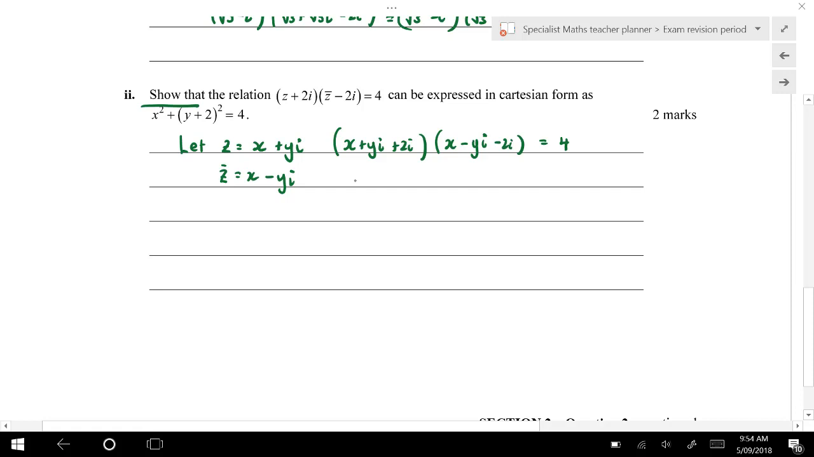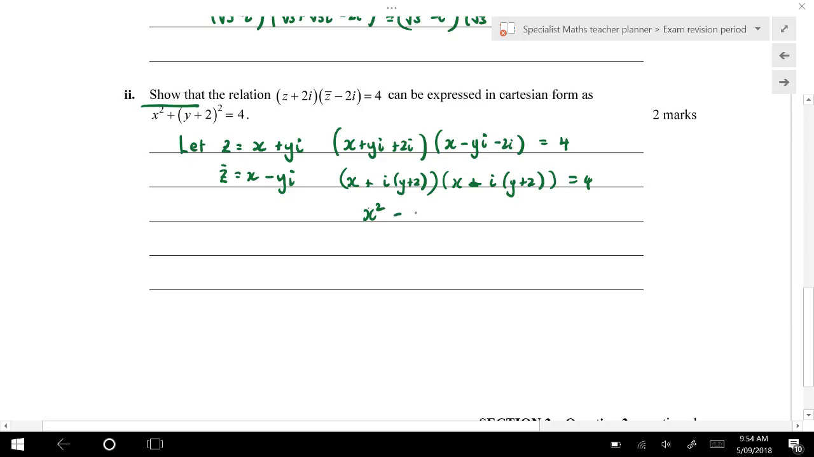So now let's collect our like terms. We've got x plus i, y plus 2. And over here we've got x minus i, y plus 2. Notice there that we've got like terms, don't we? Difference of 2 squares. So when I expand it, I'm going to have an x squared term. Then there I'm going to have minus.